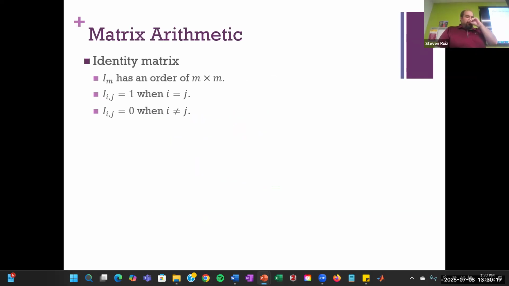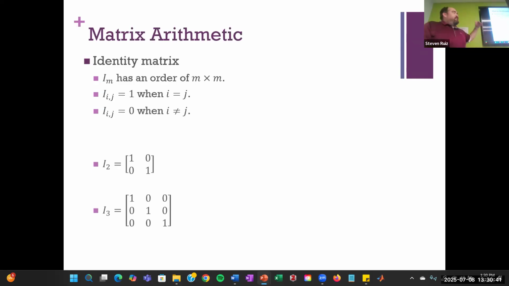The identity matrix is always structured so that it's always square. It has to have the same number of rows and columns. It only has two values in it, 1 or 0: 1 if the column number and the row number are the same, 0 otherwise. I just showed you this matrix, I2. I3 looks like this. Along that major diagonal from top left to bottom right, it's populated with 1s. Everything else is 0s. So if you multiply your matrix by the appropriately ordered identity matrix, you'll just get the same thing back.